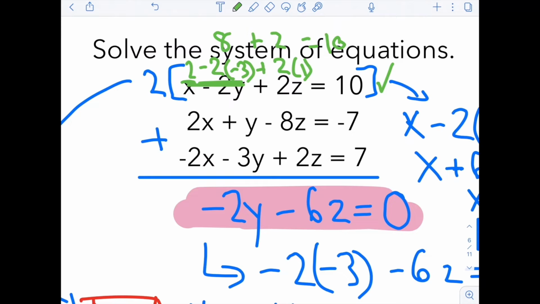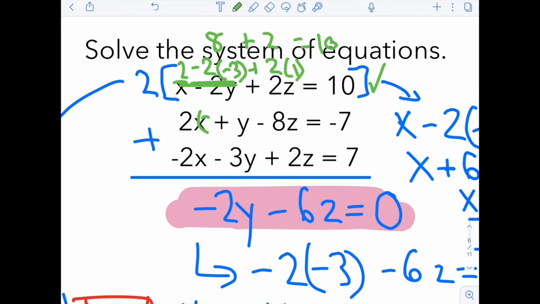Let's plug it into the second. So we're substituting 2 for x, negative 3 for y, and 1 for z. So we have 2 times 2 is 4, minus 3 is 1, and minus 8 is negative 7. 1 minus 8 is negative 7. So it works for the second equation.